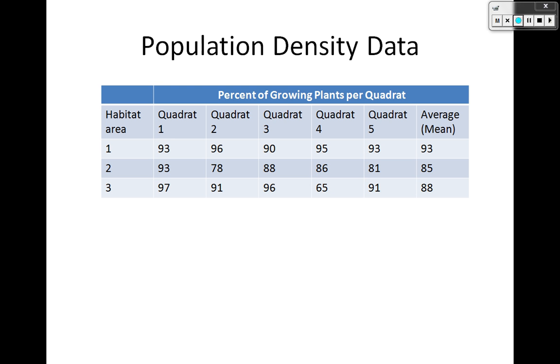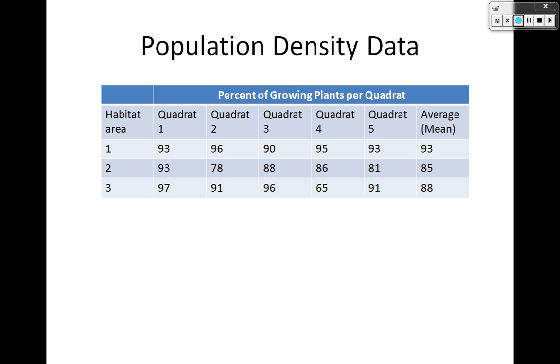Before I get into what the two terms actually mean, here's some sample data. I took this from 3 different habitats, 1, 2, and 3. I took 5 trials, or data from 5 different quadrats, not overlapping. I took the average, which we mean to be the mean, right? I added them up and divided by 5. And it's the percent of growing plants per quadrat.